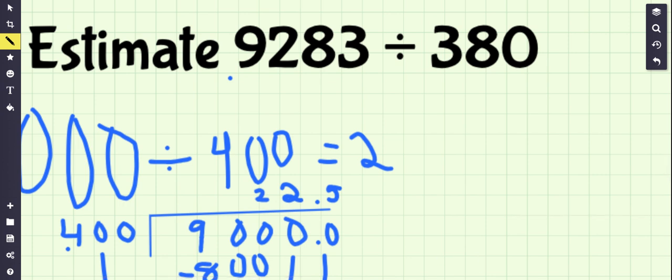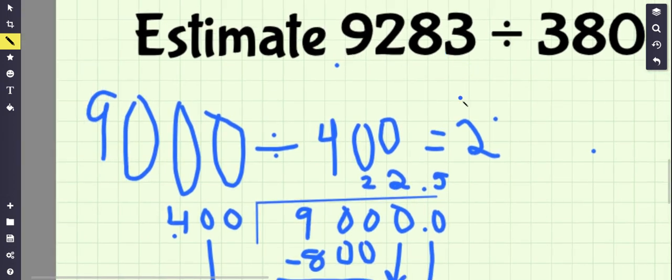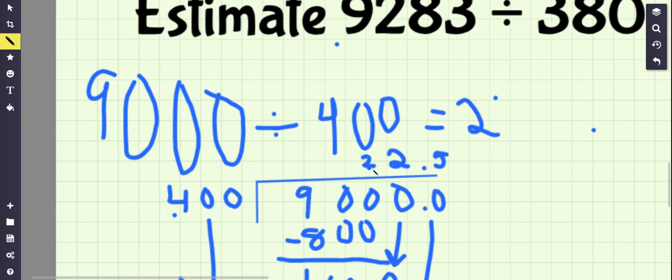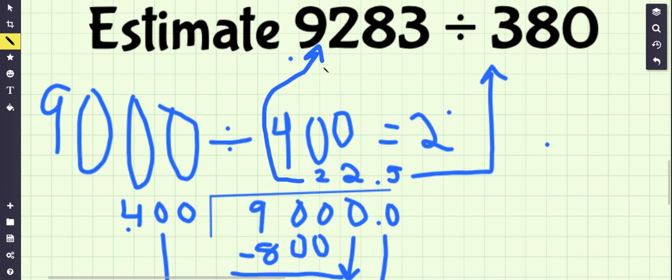We can round and calculate it, which is 8,000. And 8,000 is actually really close to 9,283. Because we rounded a lot, it's still close though. If we multiply this number by this number, or this number divided by this number, we'll get somewhere around these numbers.